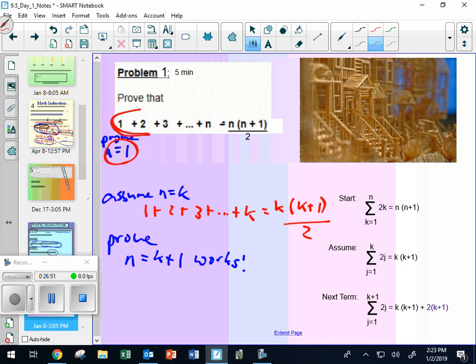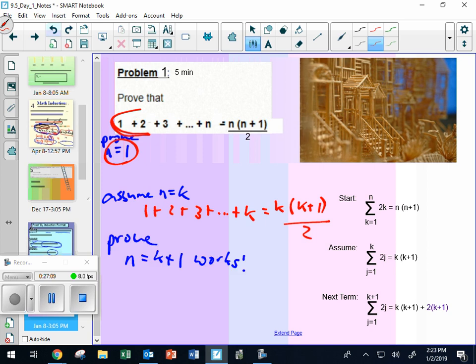Any questions on that one? That's saying instead of sticking in like a 1, I'm going to stick in a variable like k. All right, now I have to prove that the k plus 1 thing works. Now here's, I shouldn't erase that. I should leave that.